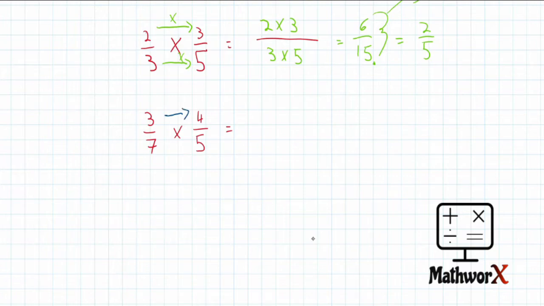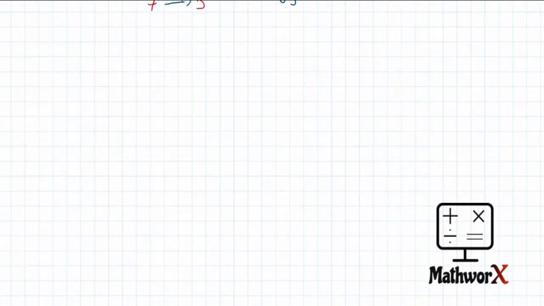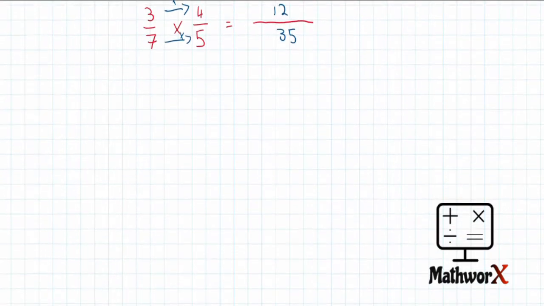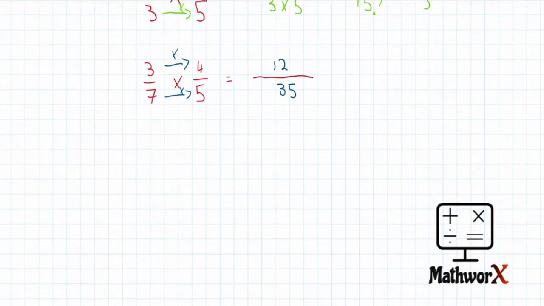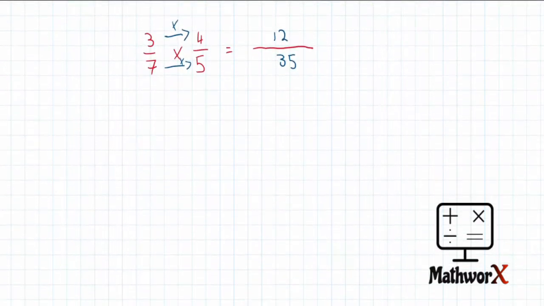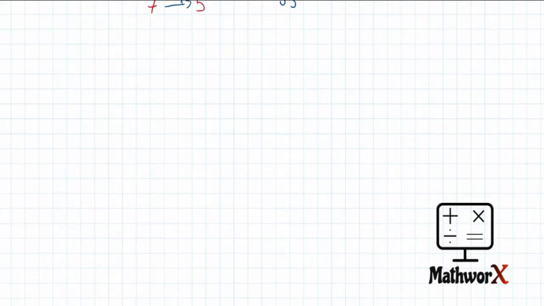So 3 times 4 and 7 times 5. And on the top here, 3 times 4, that's 12. 7 times 5 is 35. Therefore, 12 over 35. Alright, now we're going to get into some division of fractions. And this is almost identical. In fact, it is exactly the same, except we have to rearrange the equation first. So I'll show you how to rearrange the equation first, and then after that it's exactly the same as multiplication.